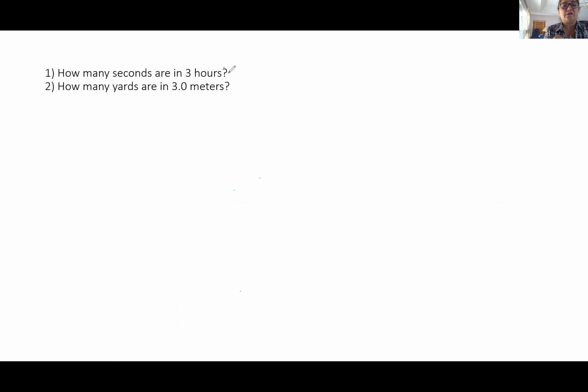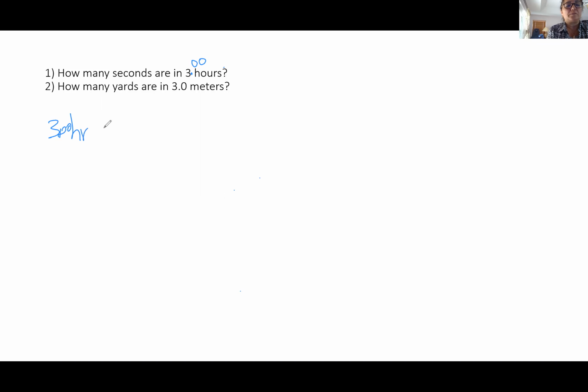How many seconds are in 3 hours? And how many yards are in 3 meters? For 3 hours, we are going to start with the 3 hours. I'm going to change this to 3.00 hours. 3.00 hours. How many seconds?